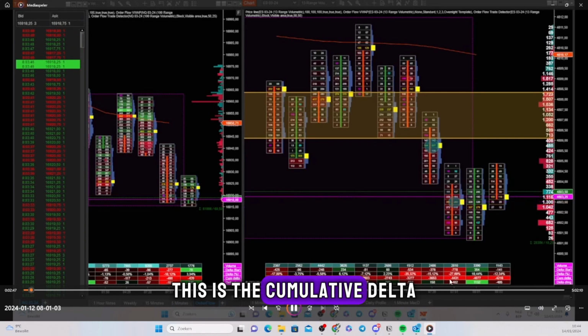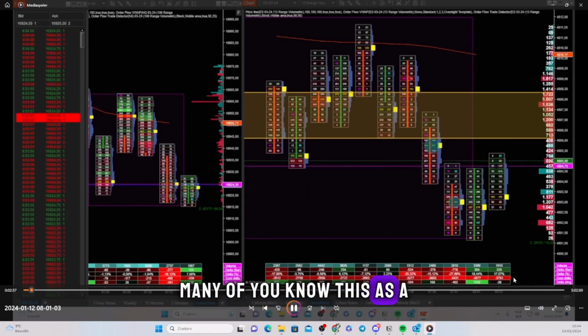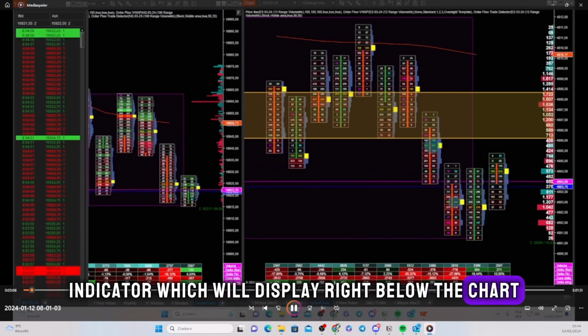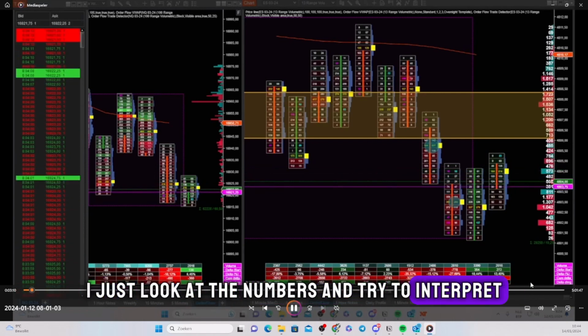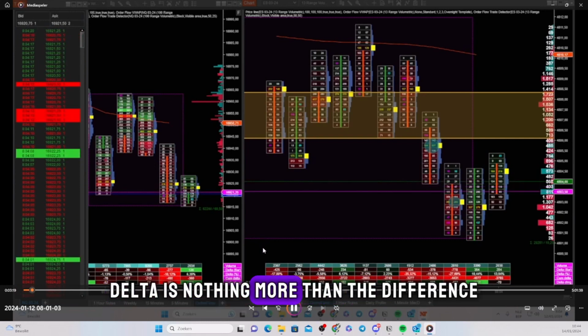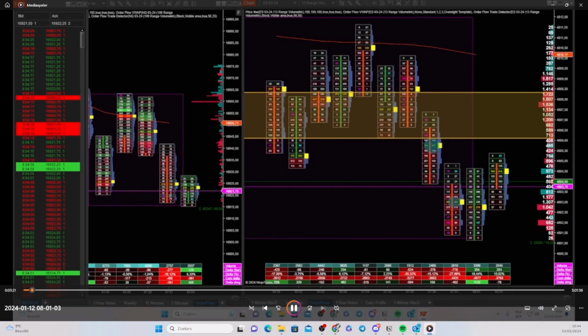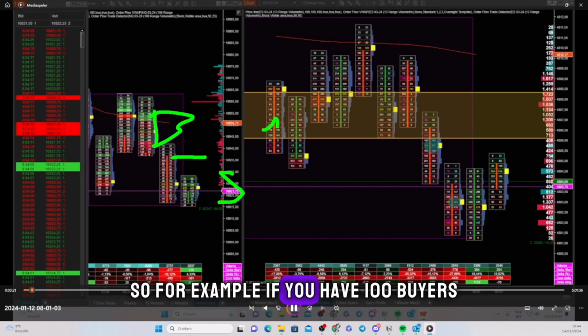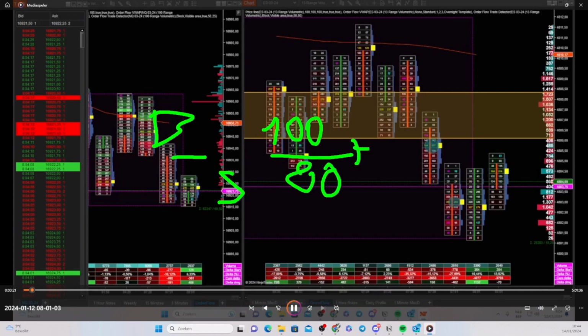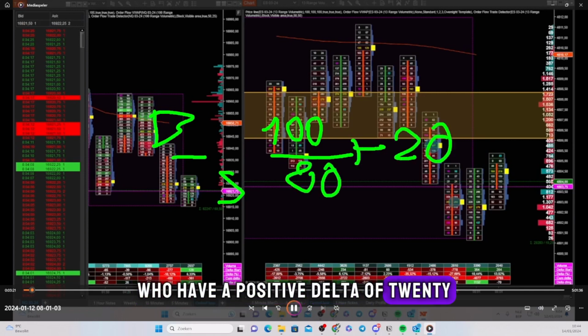This is the cumulative delta. Many of you know this as an indicator which will display right below the chart. I just look at the numbers and try to interpret it that way. And I see the delta in each bar. Delta is nothing more than the difference between buyers minus sellers. So for example, if you have 100 buyers and you have 80 sellers, you have a positive delta of 20.